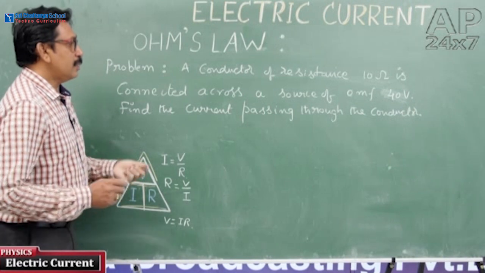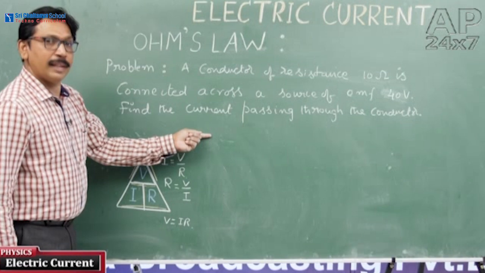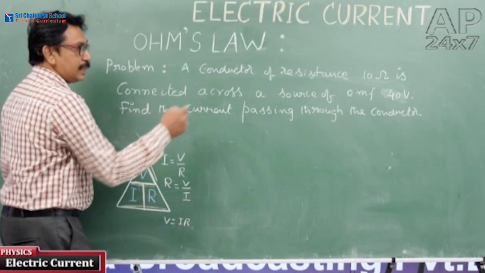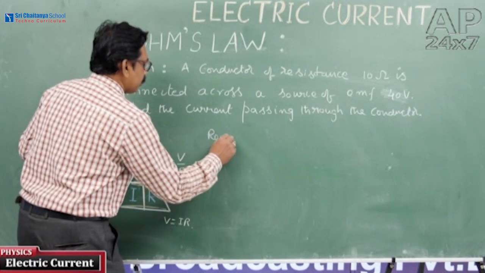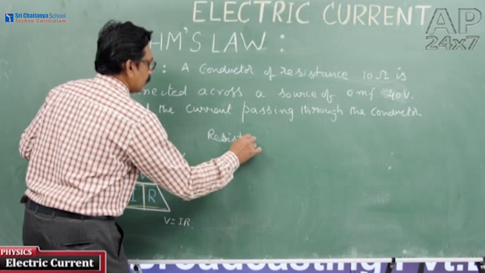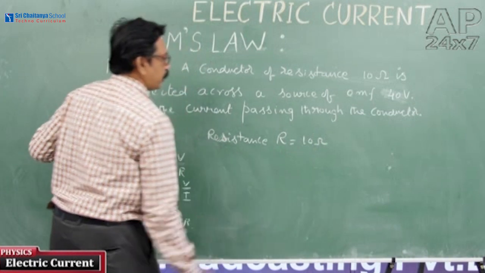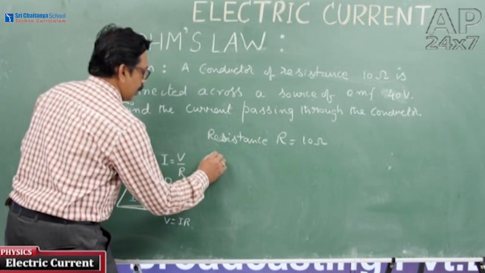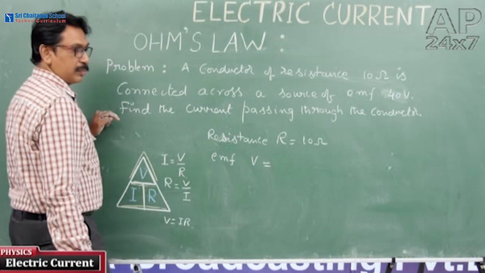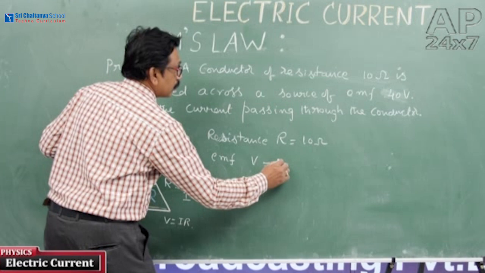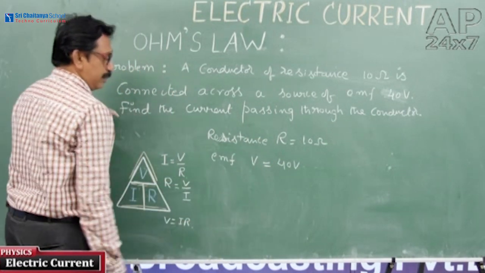First, as I said, if the problem is given, you write the given data. The given data is like this. Resistance R is equal to 10 ohms. The EMF V is equal to 40 volts. This is the given data.